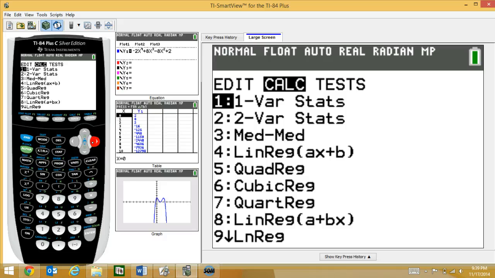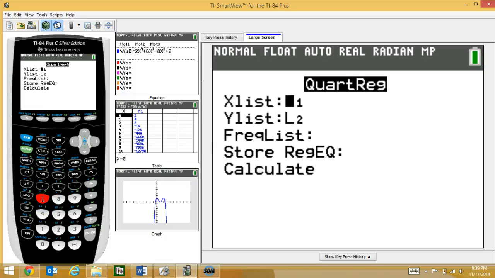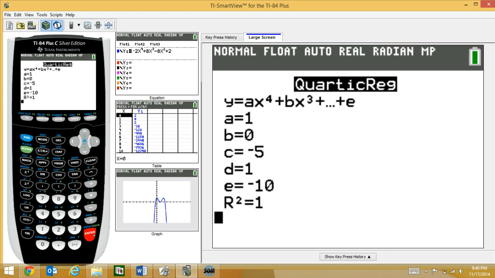And then we're going to run that fourth degree regression, which is quartic regression, under the stat, and then right arrow to calculate. And quartic regression is number 7. And we're just going to hit enter until we calculate it. So for this one, A is 1. So we have x to the 4th. B is 0, so we have no x cubed term. C is negative 5, so we have minus 5x squared, plus x, and then minus 10.